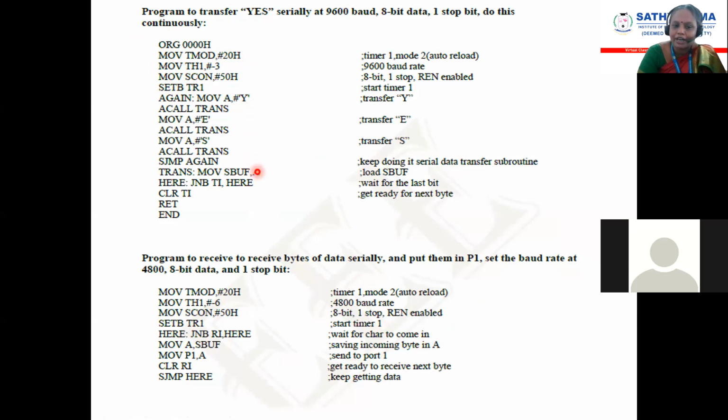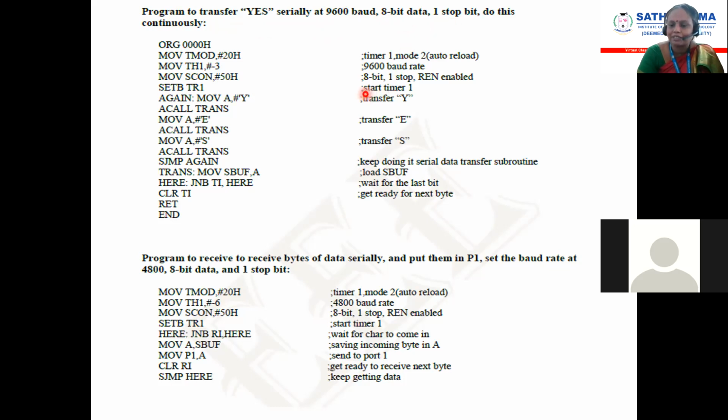So the accumulator will send the data to the serial buffer, and if it is transmitting, I have to check the TI flag. Once all the characters are sent, the program will end. So my program transfers "yes" serially at what baud rate? 9600 baud rate, and 8-bit data.